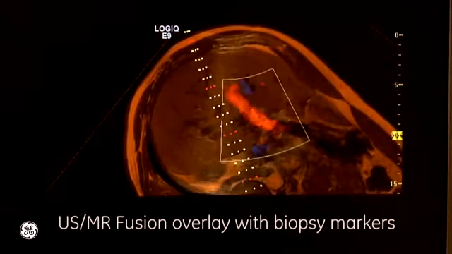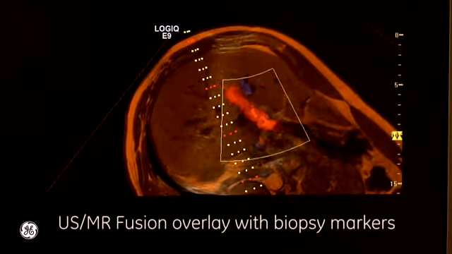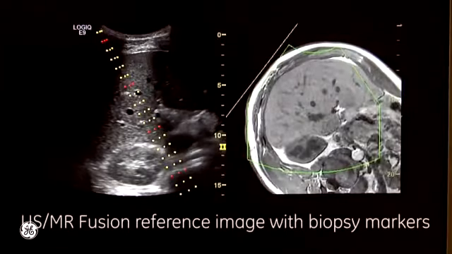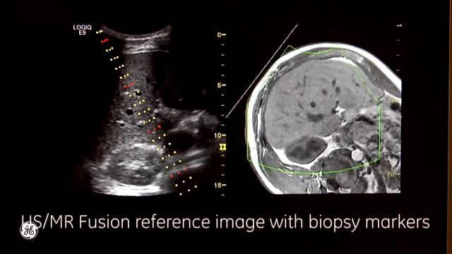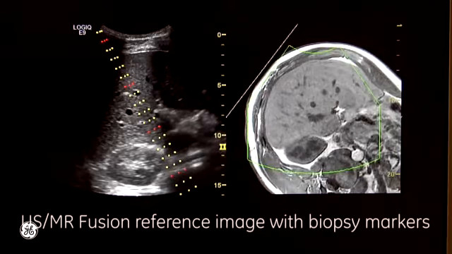If you were doing an interventional procedure, you can show the biopsy guideline over the fused image, or you can show the biopsy guideline on a side-by-side display where the area of interest would be represented in the real-time ultrasound, and you can look for a coordinating area in the MR.